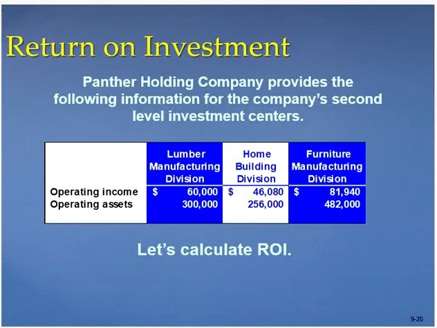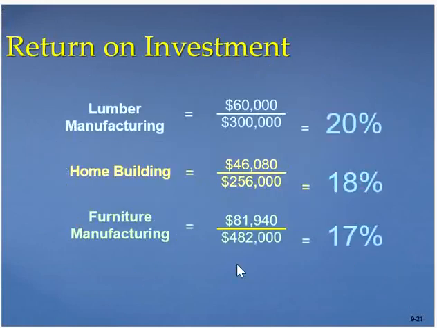So how do we calculate return on investment for each one? This is how we calculate: operating income divided by total assets under each of their control. So now if you look at lumber manufacturing, although their income is less than furniture, their return is the highest because they use fewer assets to generate more income. As compared to this one, they have the highest income from all of them, but they use the highest assets as well. But in terms of return, it is the lowest one.